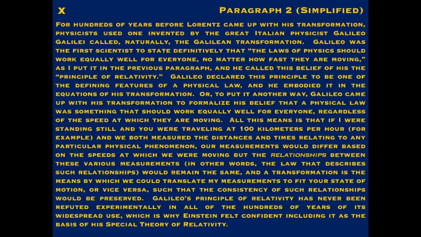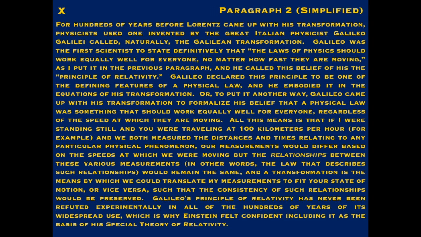All this means is that if I were standing still, and you were traveling at 100 kilometers per hour, for example, and we both measured the distances and times relating to any particular physical phenomenon, our measurements would differ based on the speeds at which we are moving, but the relationships between these various measurements, in other words, the law that describes such relationships, would remain the same. And a transformation is the means by which we could translate my measurements to fit your state of motion, or vice versa, such that the consistency of such relationships would be preserved.